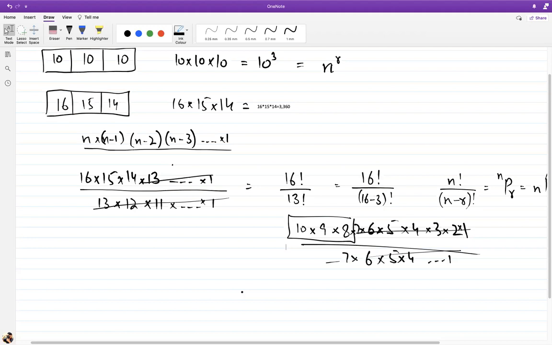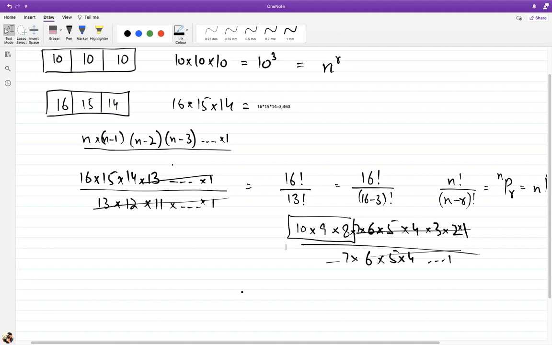Exactly how much repetition is happening? R factorial times repetition. So if you're picking R things out of N things, and the order suddenly stops to matter, order doesn't matter, all that matters is what you have at the end, then you have basically R factorial things that are being repeated.